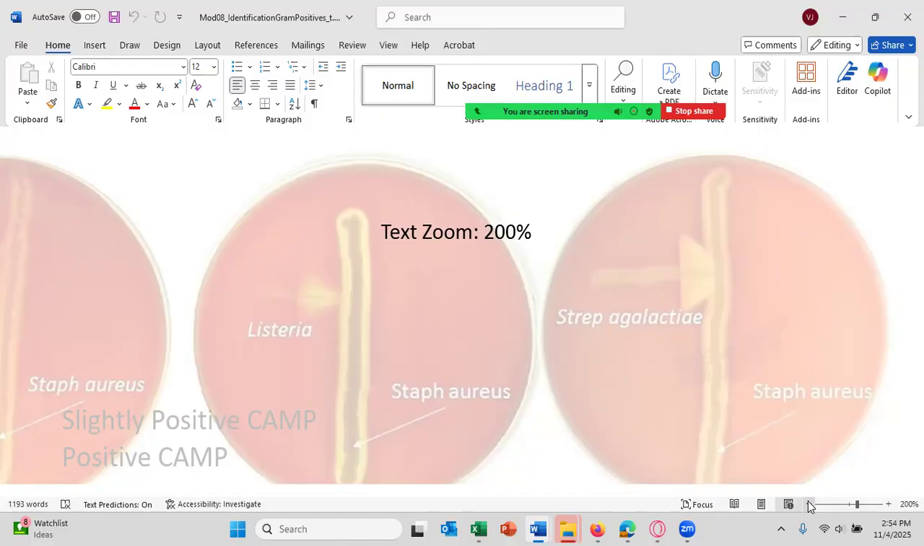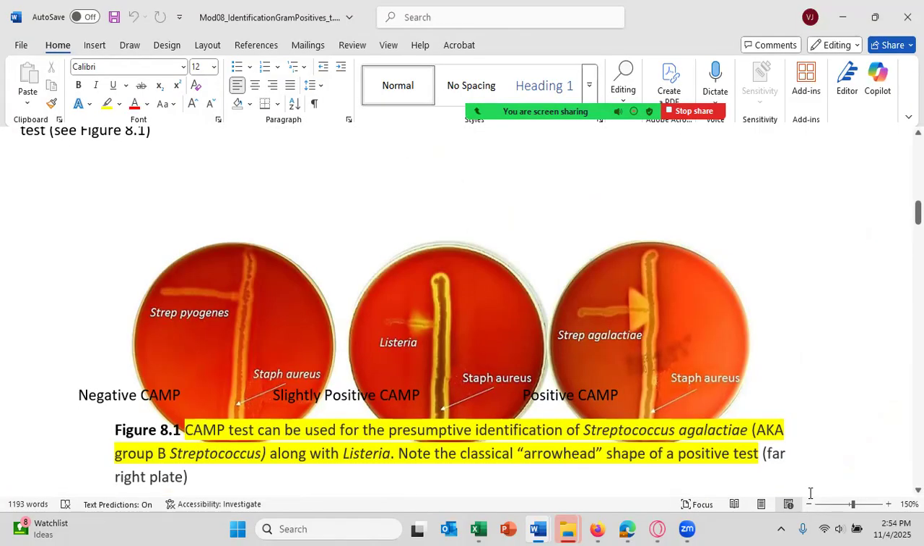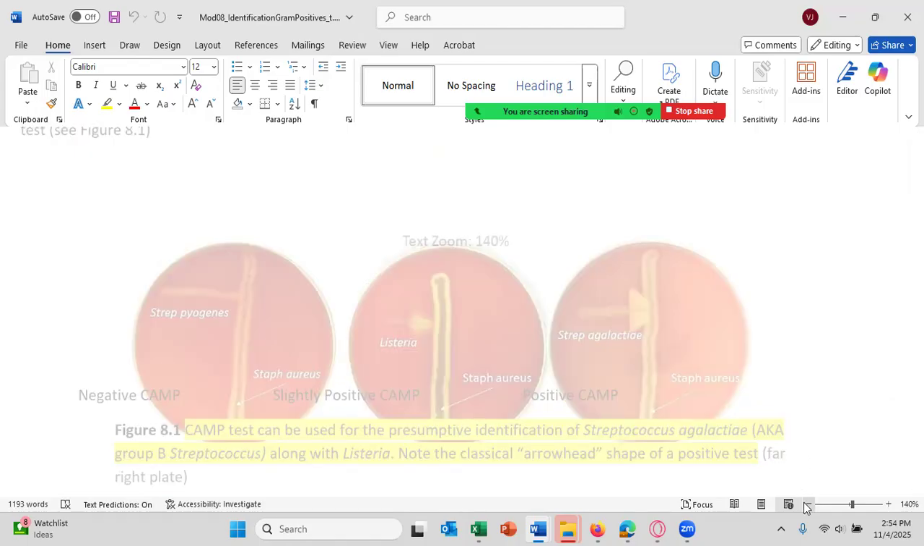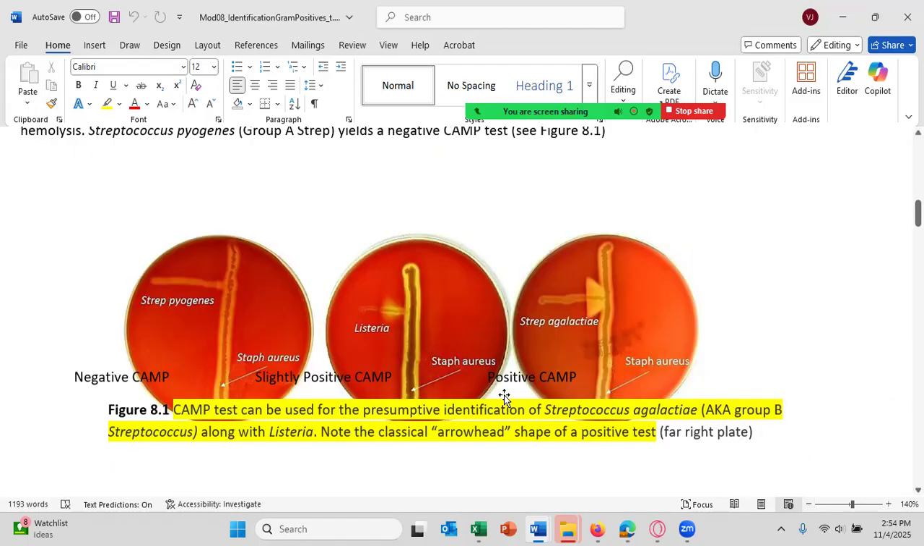Anyways, that's the CAMP test, looking for enhanced beta hemolytic activity of a beta hemolytic organism growing near the Staphylococcus aureus streak. So the CAMP test is only used on beta hemolytic unknowns.